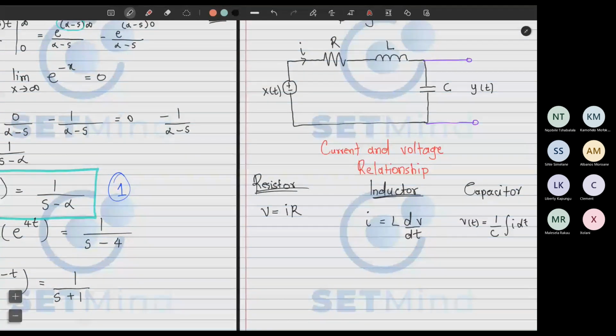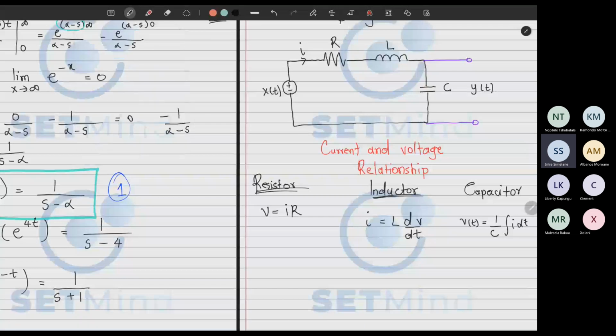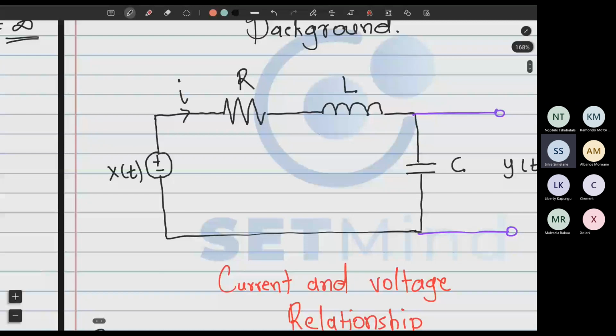Okay. So let's see if we can now construct an equation out of these. So let's look at this circuit. We know that these components are connected in series. For components which are connected in series, you should remember from high school, what is the same?